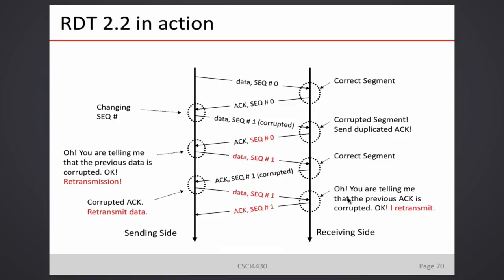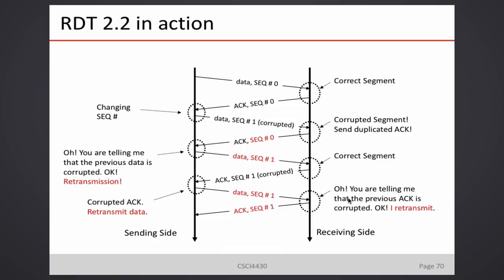And you send me data one but corrupted, and I'm still telling you that up to now, I receive ACK, which is clean up to sequence zero. So that means what? That means you didn't receive sequence one. So I repeat sequence one. Okay? But the story is not easy, right?